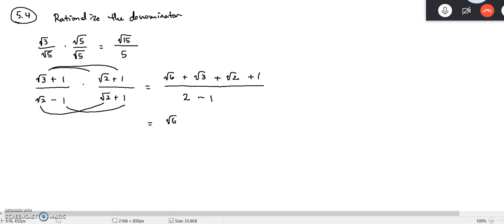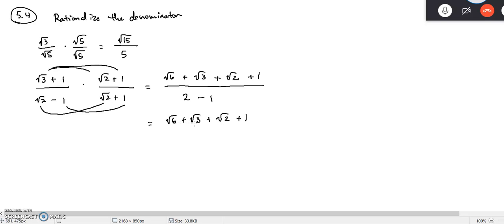So we get square root of 6 plus square root of 3 plus square root of 2 plus 1 all over, and this is just going to be 1, and anything over 1 is just what you have. So we don't need to write this over 1, we can just leave it like this. And then you look to see if you can do anything else. None of these are going to simplify.